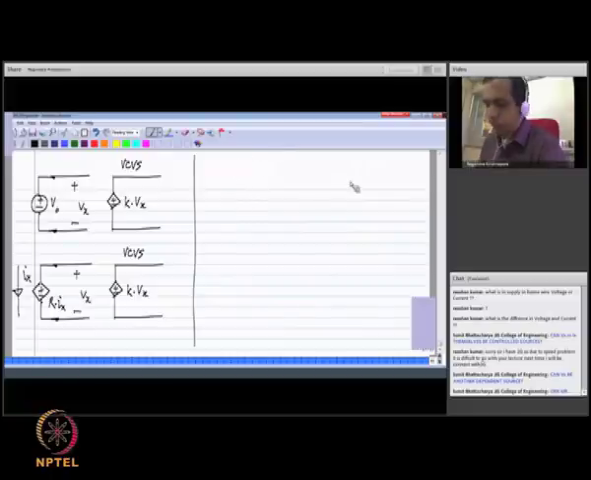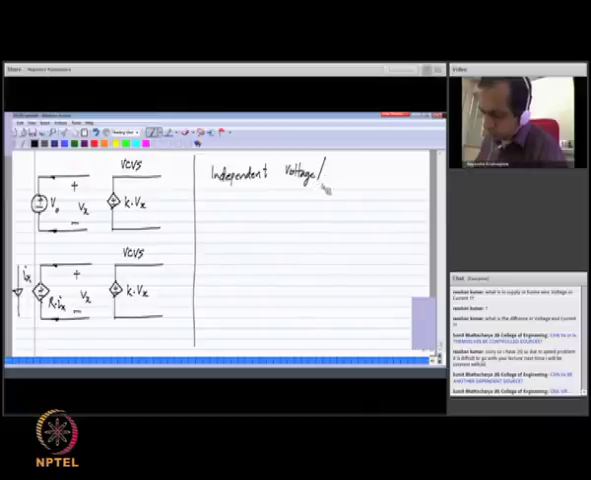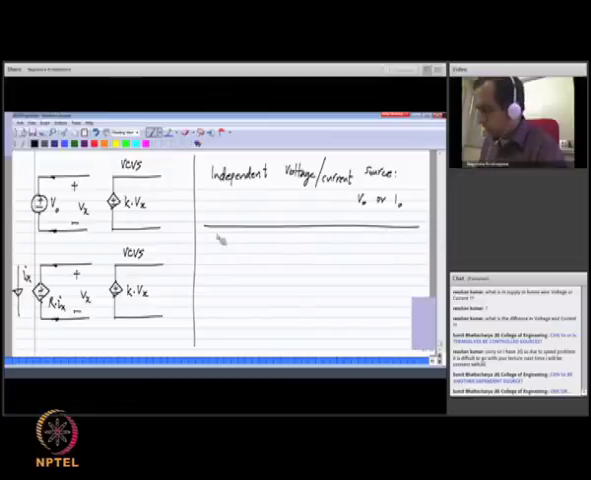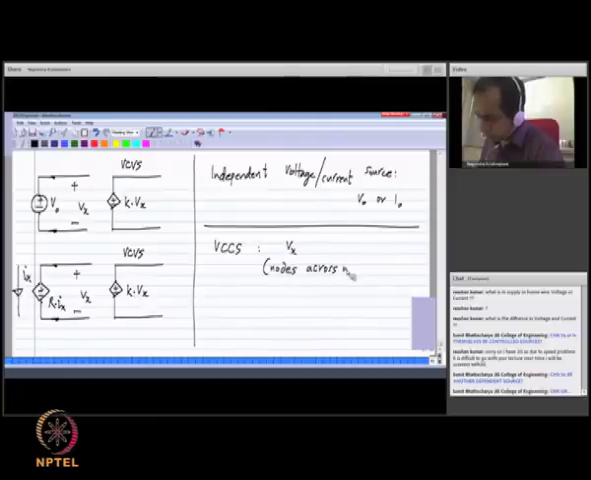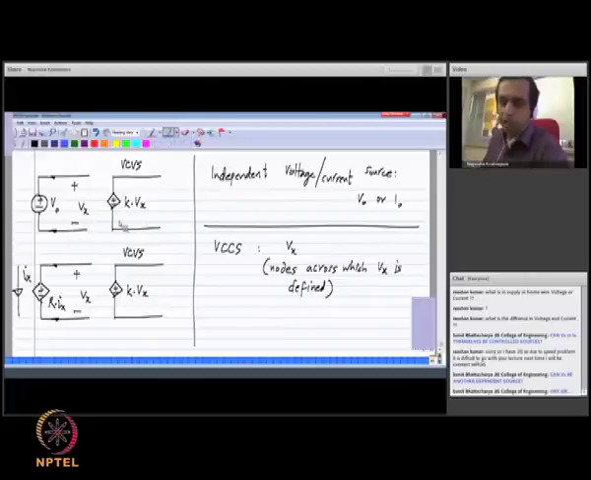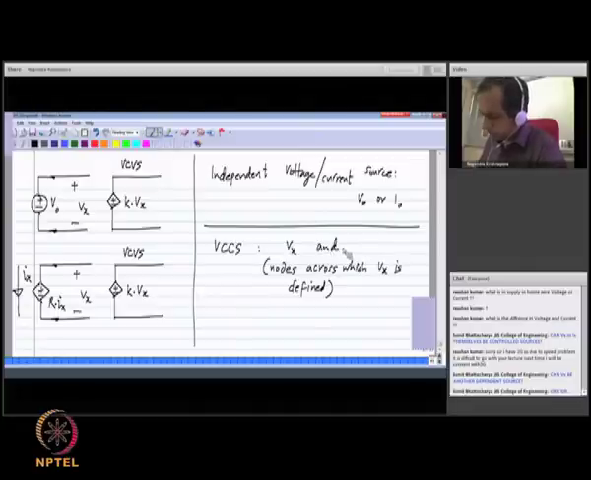And the other question was, how do I find the value of K and so on? Now these are given to you. Normally, if you have an independent voltage or current source, all you have to do is specify the value of the voltage or current. Now if you have a dependent source, let's say a voltage controlled current source, you have to specify Vx, that is the nodes across which Vx is defined. And again, the voltage has a polarity, so you have to say which is the plus and which is the minus of Vx, and the value of K.